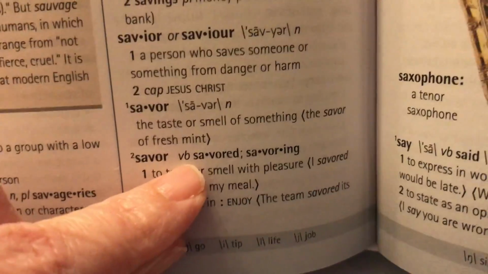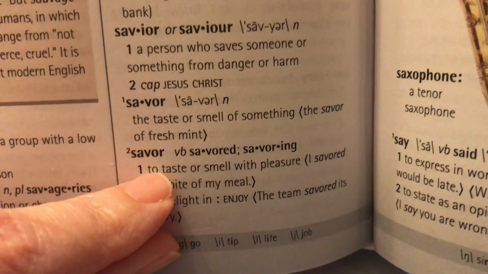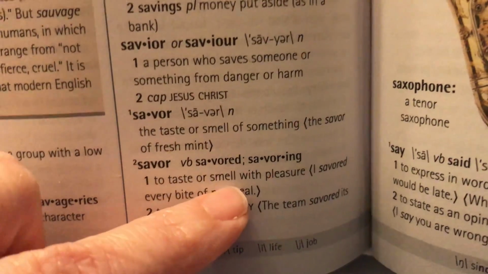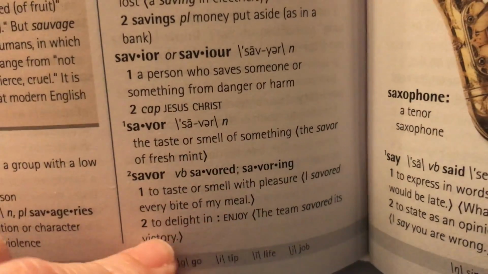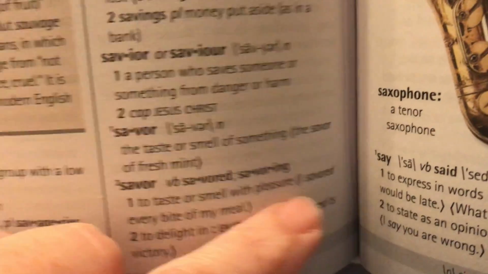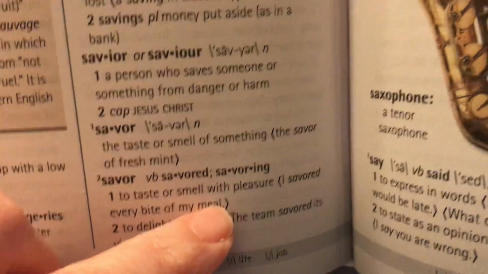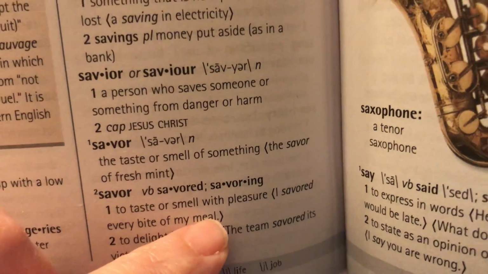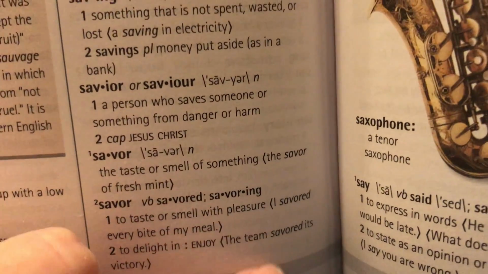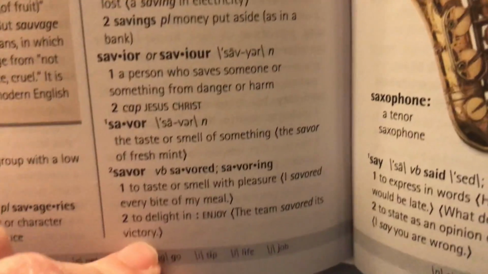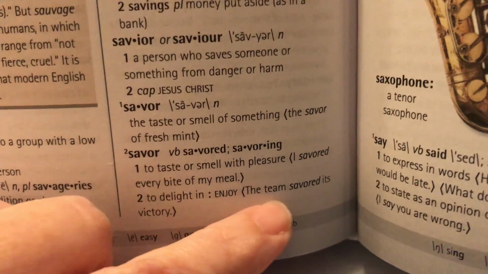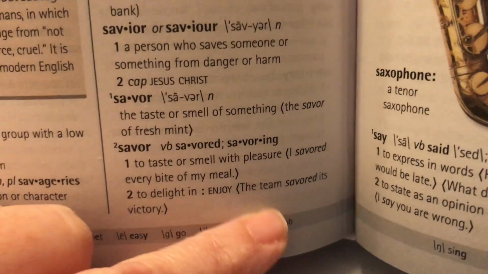Or it can be used as a verb, as an action word. To taste or smell with pleasure, or to delight in. So some of the sentences they use: I savored every bite of my meal. So that's an action word. So they were tasting and smelling it. The team savored its victory. So they were delighting. They were happy that they were victorious.